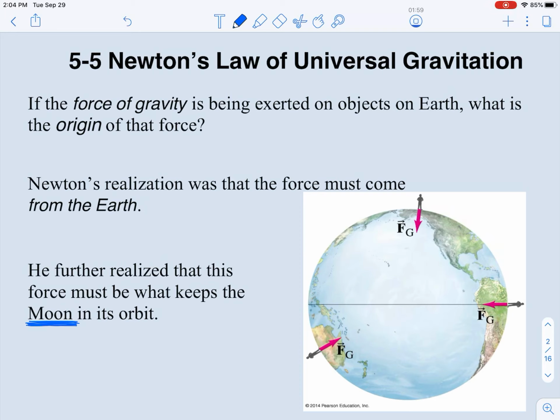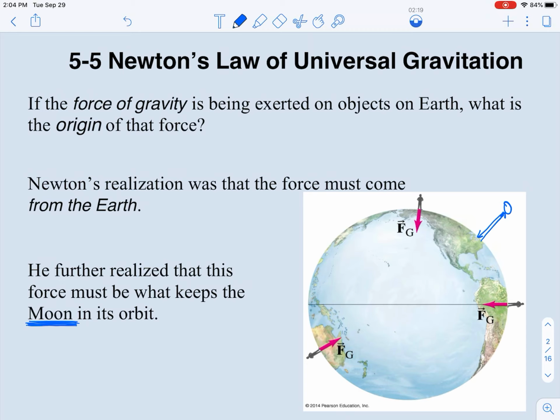Well, if the Earth has a gravitational force, the Earth is exerting a force onto the moon. So if this is our moon, then the Earth applies a force onto the moon, and in response to that, the moon is going to apply a force back onto the Earth.